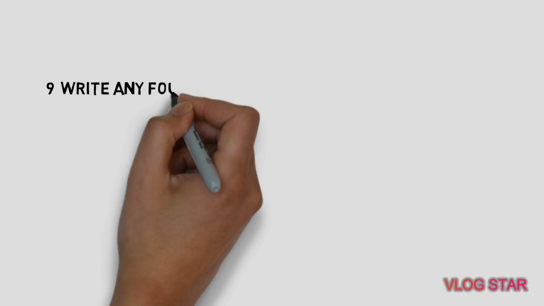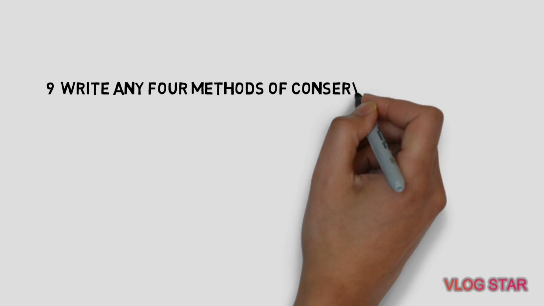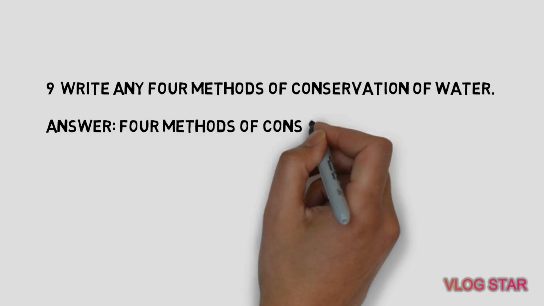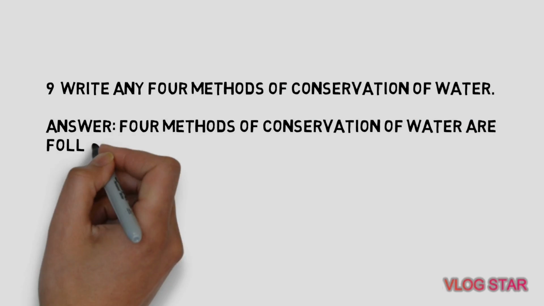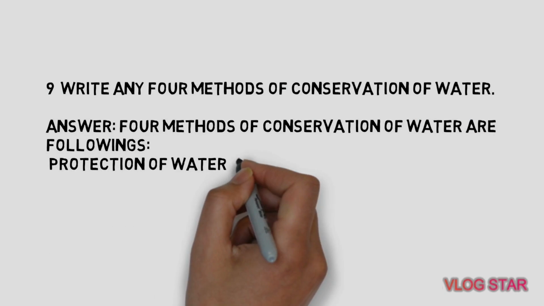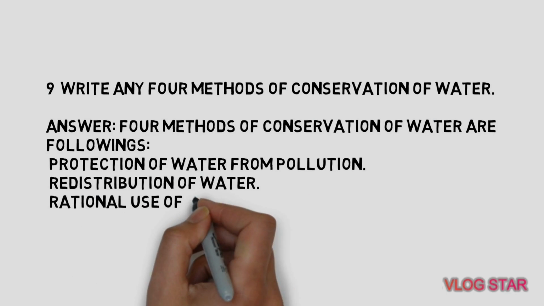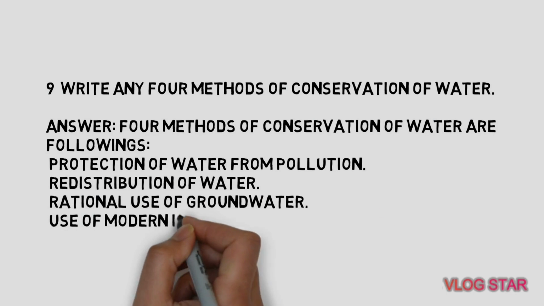9. Write any 4 methods of conservation of water. Answer: 4 methods of conservation of water are the following: protection of water from pollution, redistribution of water, rational use of groundwater, use of modern irrigation methods.